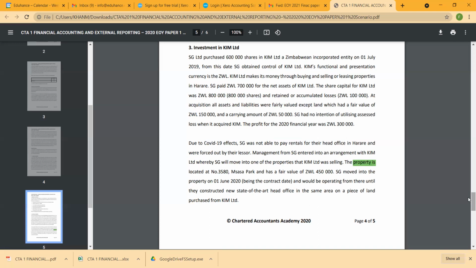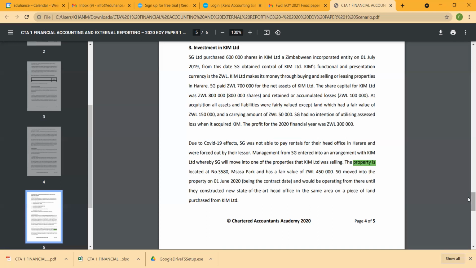Management of SG entered into an arrangement with Kim whereby SG will move into one of the properties that Kim was selling. The property is located at M Park and has a fair value of $450,000. SG moved into the property on 1 June 2020 and would be operating from there until they constructed a new state-of-the-art head office in the same area on a piece of land purchased from Kim.